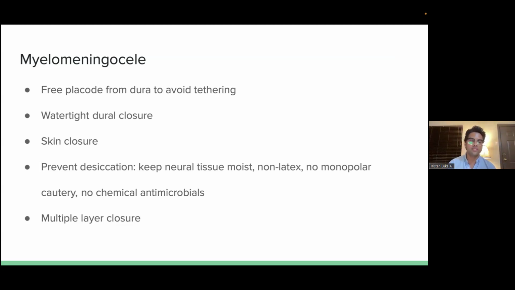And of course, to get a watertight dural closure, multiple layer closure is advocated for. I know from the textbook, they said on average 5 layers. Some that do 2 layers don't see any complications after, but 5 was the general number that I saw.